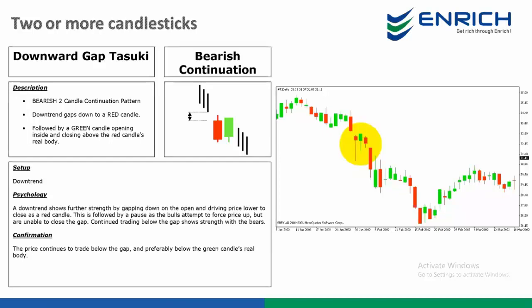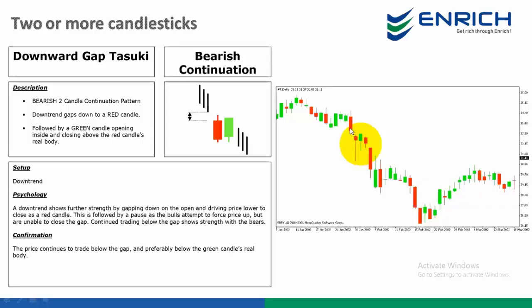It's just the opposite of the upward Tasuki, and is commonly used to hint at the continuation of the existing downtrend. You see that there's a downtrend, the bears are in control, and when you see a downward Tasuki, it shows that the trend may continue for some more time.